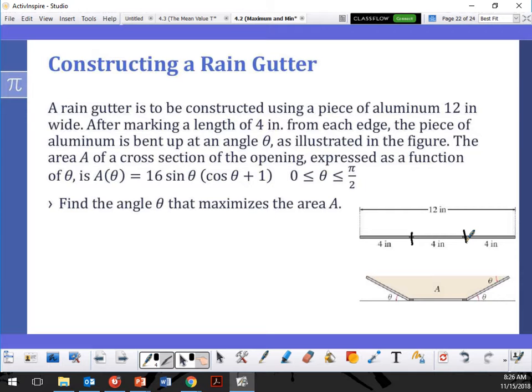The area of a cross section expresses the function of theta as A of theta is equal to 16 sine theta times cosine theta plus 1, and my interval is going to be from 0 to pi over 2. Now, think about it. What is pi over 2 anyway?